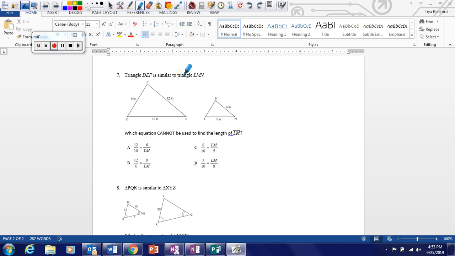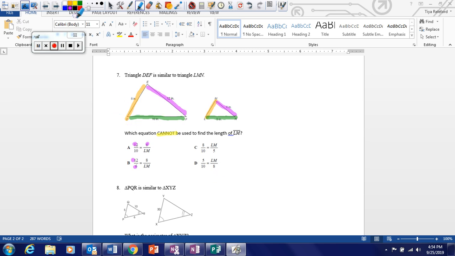Triangle DEF is similar to LMN. Which equation cannot be used to find the length of LM? So start with color coding your shapes. And then you're going to color code your answers. So 12 is purple, so all my 12s I'm going to make purple. 6 is also purple, so all my 6s I will make purple.